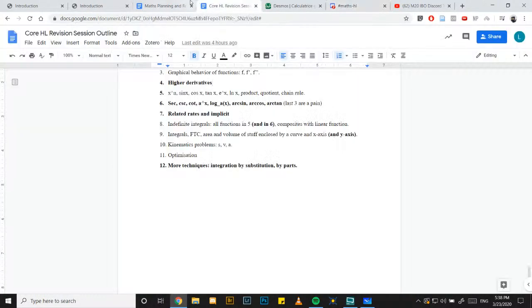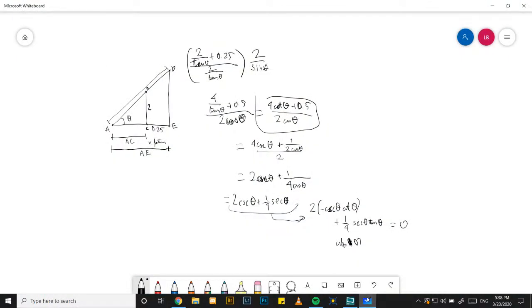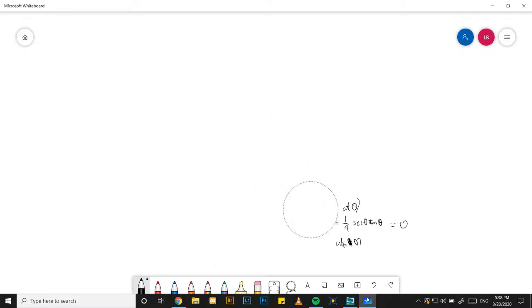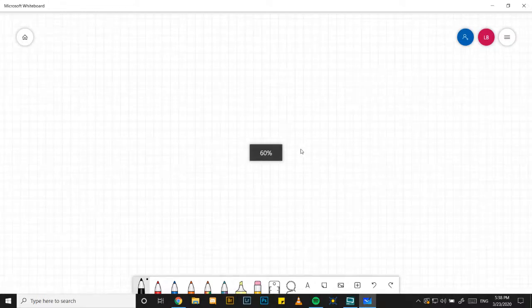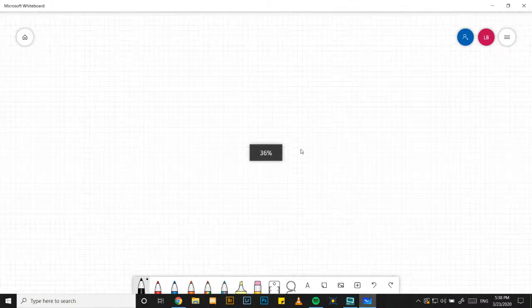I don't think a substitution is there. Okay, so let's try this. I'm not going to do substitution first. Let's do integration by parts. Here's a really nice example of integration by parts I always use: the integral of arc sine of x dx.